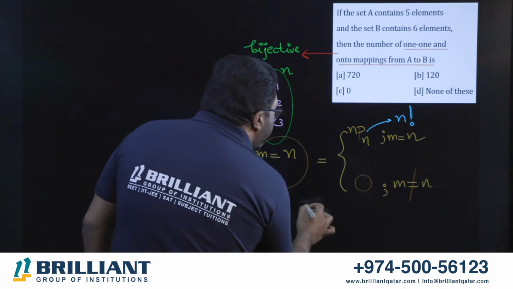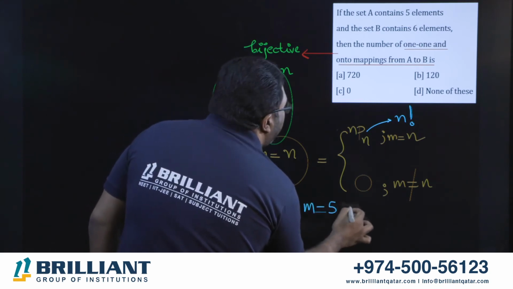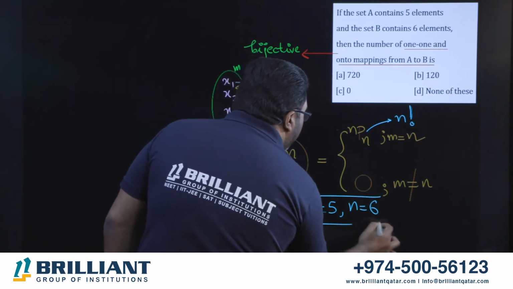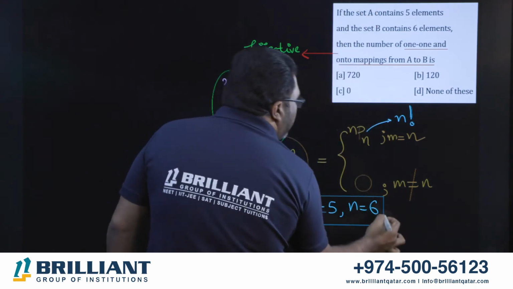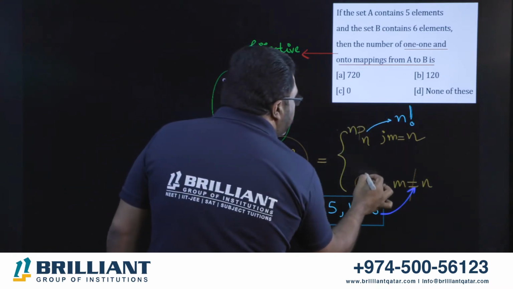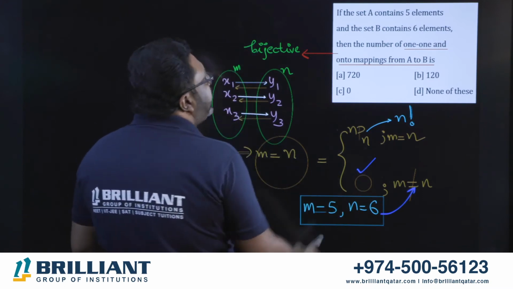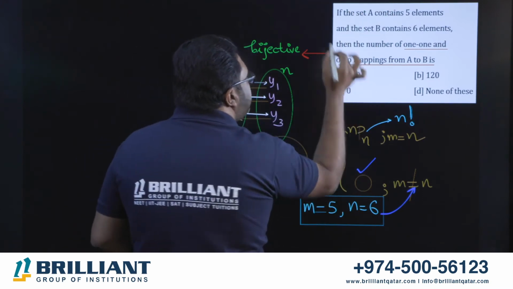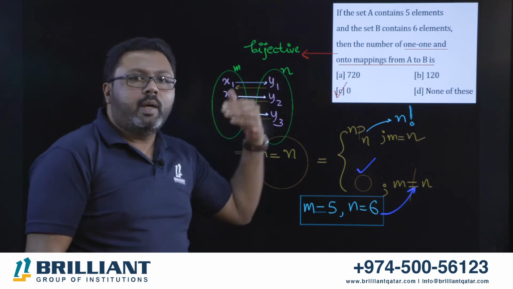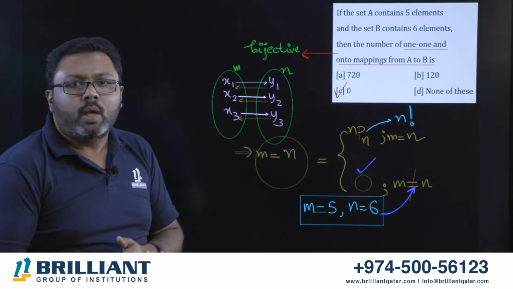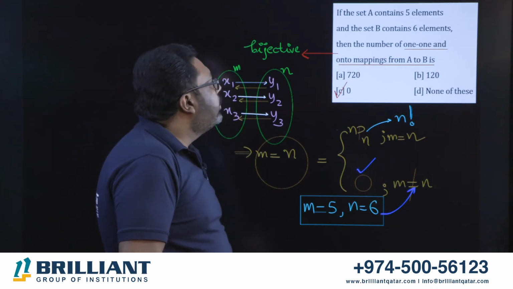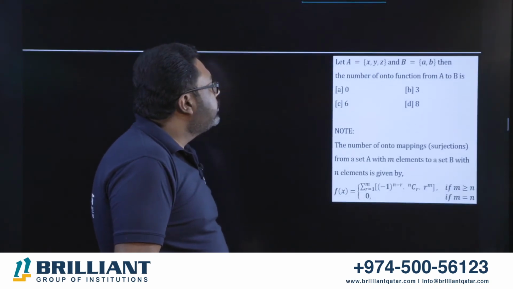Okay, now here, what is m? m is equal to 5 and n is equal to 6. Can I say m is not equal to n? Yes. So the number of bijective mappings is 0. Option C is the right answer. There are no bijective mappings for such a situation where the number of elements in A is not equal to the number of elements in B. Easy answer? Yes. Go for the next question now, students.